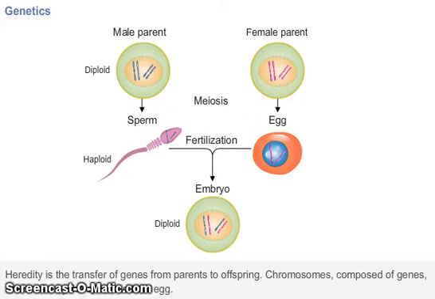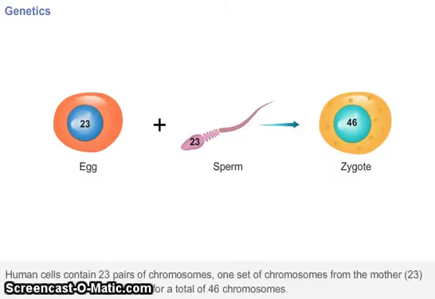Heredity is the transfer of genes from parents to offspring. Chromosomes, composed of genes, are carried by the sperm and the egg. Human cells contain 23 pairs of chromosomes, one set of chromosomes from the mother, and one set from the father, for a total of 46 chromosomes.